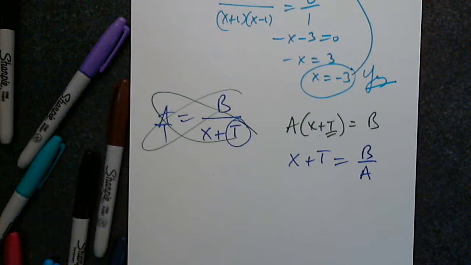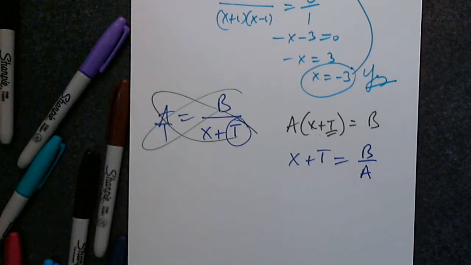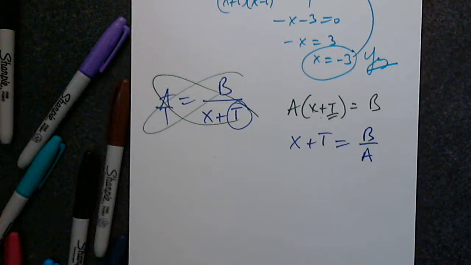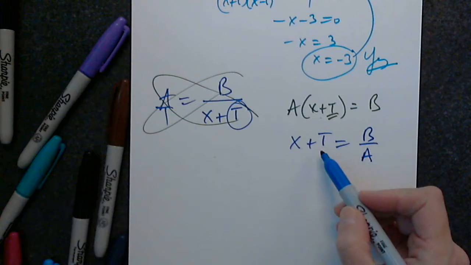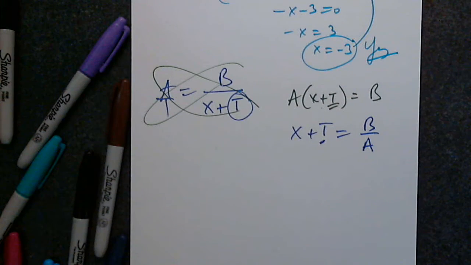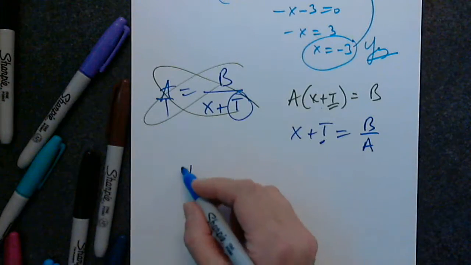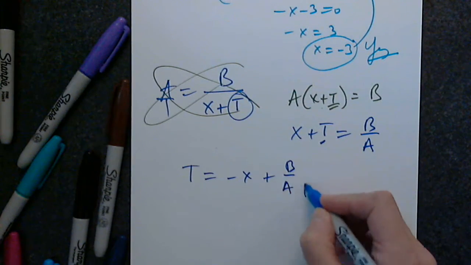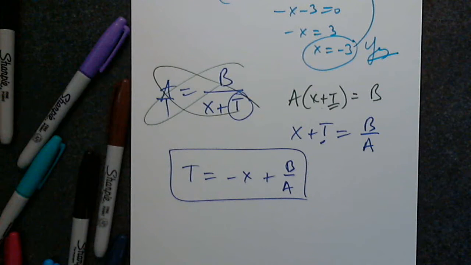We're solving for t. What should I do next? I'm solving for t. What is the final step? Yes, exactly. Negative x plus b over a. And that's done. Any questions? Is this okay, everyone? Yes? Okay, go ahead. Jay, you wanted to say something? No. Okay, can we move on to radical equations then?